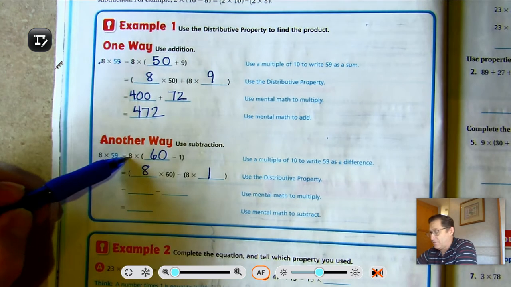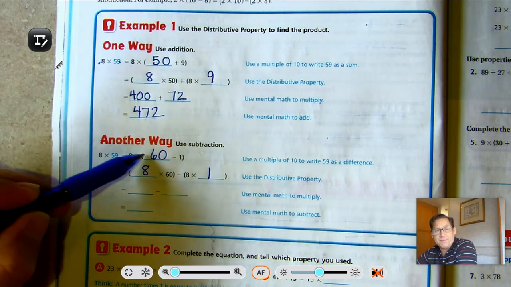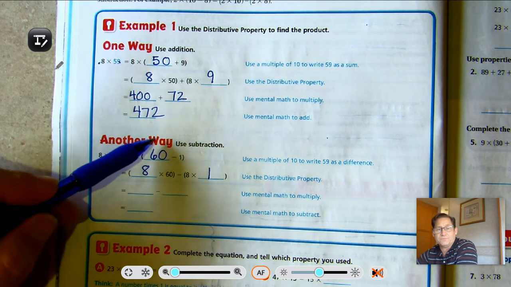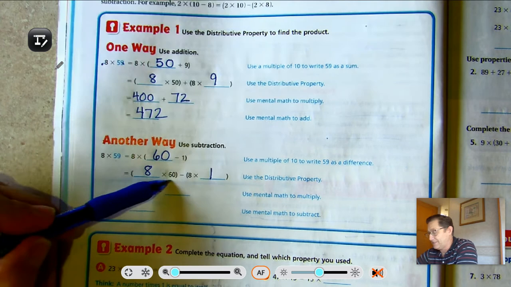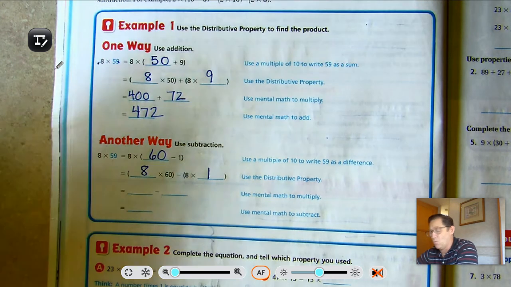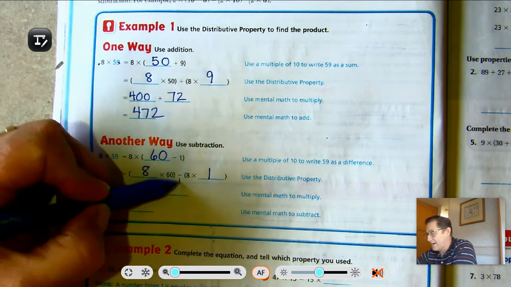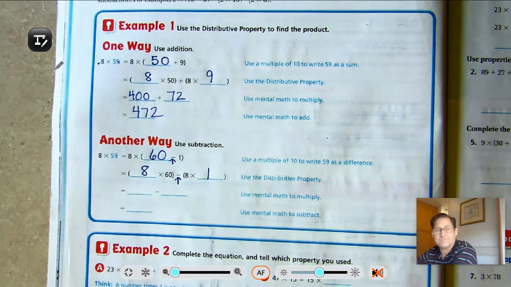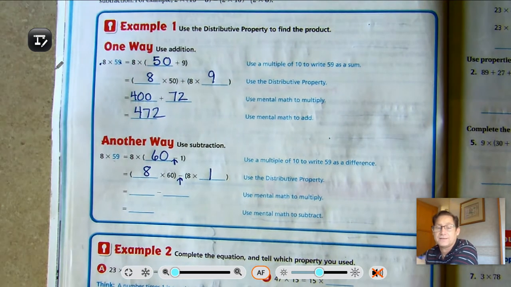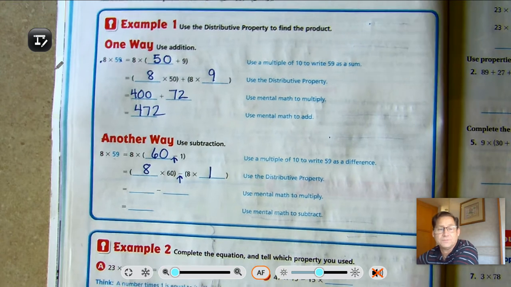Okay, so we have to multiply the number 8 by both of the numbers in the subtraction problem. So 8 times 60 and 8 times 1. And we're going to subtract them. We're going to subtract the products of those two problems.